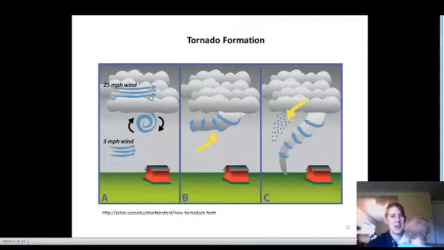Okay, so we have our faster winds up here, 25 miles per hour. Our slower winds down here at 5. So you can see we start to get this rotating air because of the speed differential. Now, as it travels, it hits this updraft, which rotates it and creates this vertical air column, which is where we start to get that tornado air formation along with the precipitation.